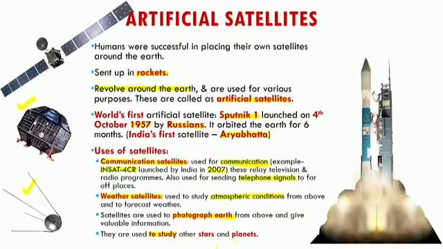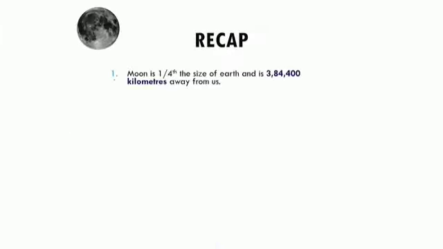So with this, we wrap up the chapter about our friendly neighbor, the moon. Let's quickly go through what we learned. So first we looked into the moon and we said it is a quarter the size of the Earth and it is at a distance of 384,400 kilometers away from us.